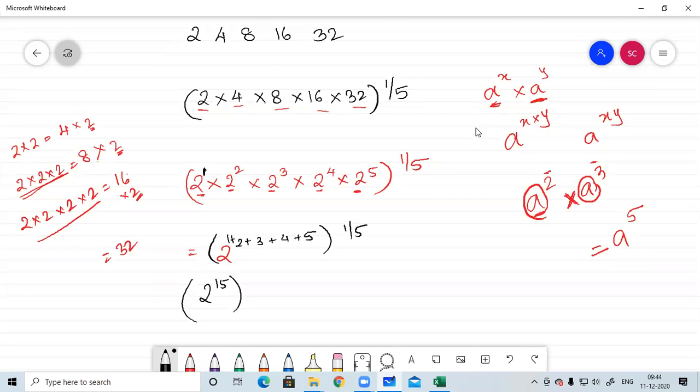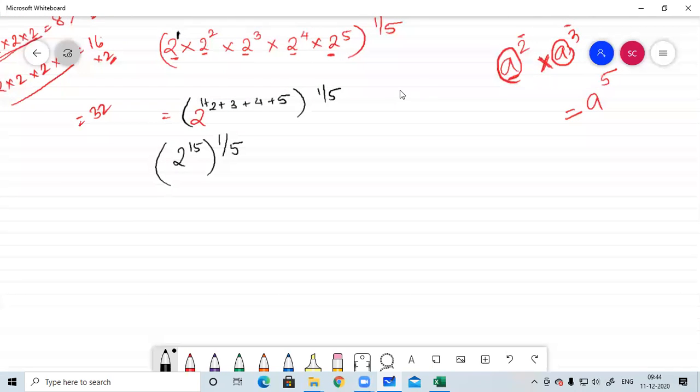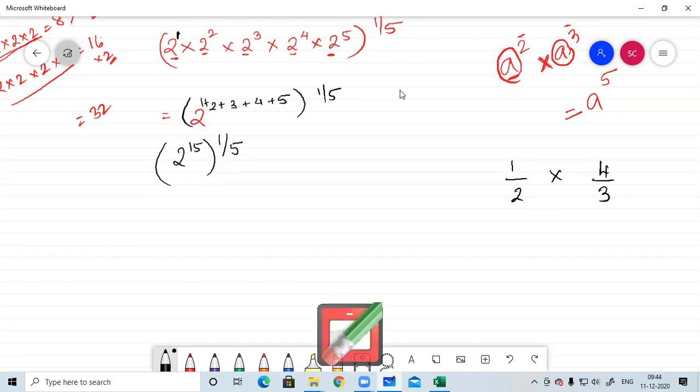Yes, sir. The bracket is 1 upon 5. Okay. Now, one more thing about fractions. Suppose you have a fraction like this: 1 upon 2 into 2 upon 3. My mistake, not 4 upon 3, 2 upon 3. Now, this is a fraction.